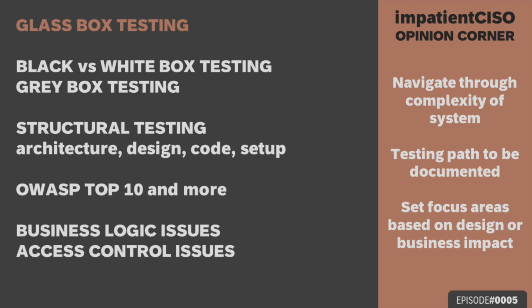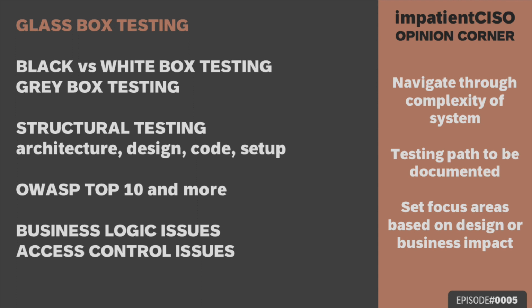Gray box is something in between, so maybe not sufficient credentials, so the attacker, or the tester, has to be a bit more creative in how to get in and how to navigate within the system. Not all information is fully transparent, but with a bit of energy, this tester can find its way and explore the entire application. So therefore, what does glass box testing mean?